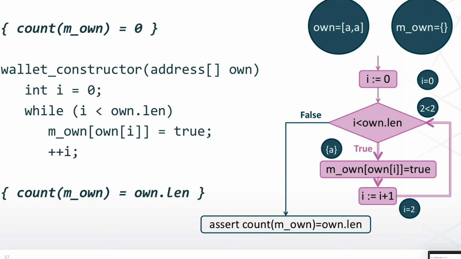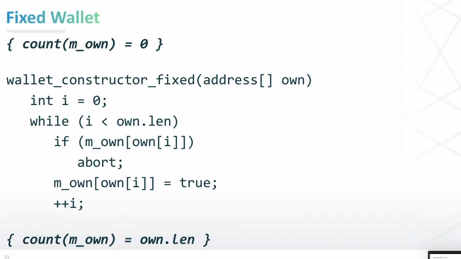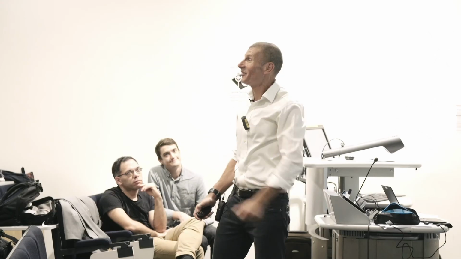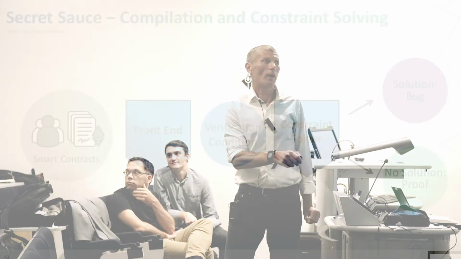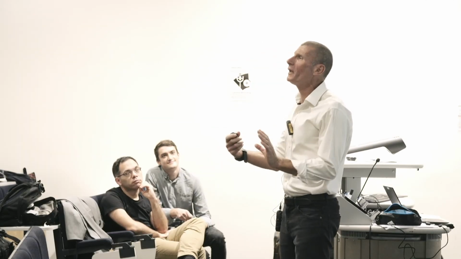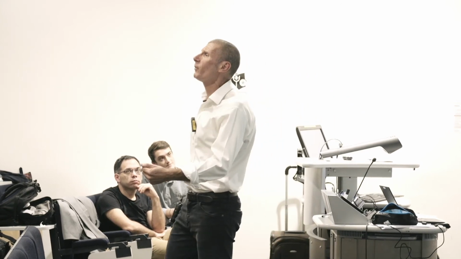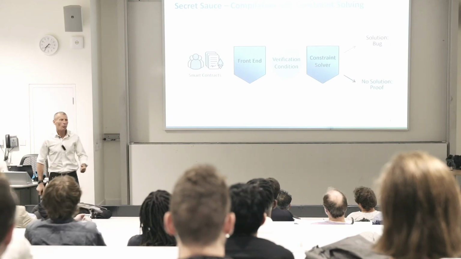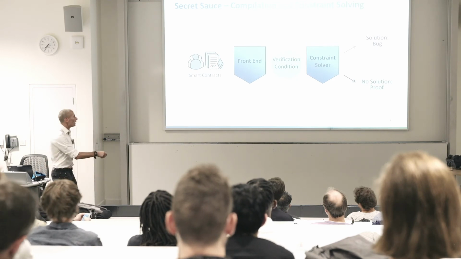I just want to tell you how we check correctness. The idea is we take the smart contract, we take the front end, and we generate a verification condition. This is a formula that represents all behaviors. In particular, we are looking for behaviors which satisfy the semantics of the program and violate the property. We feed it to a constraint solver.